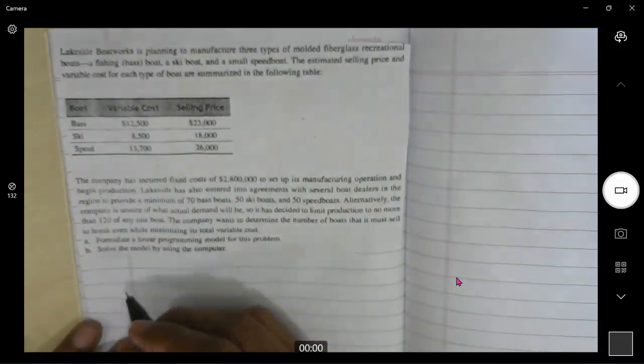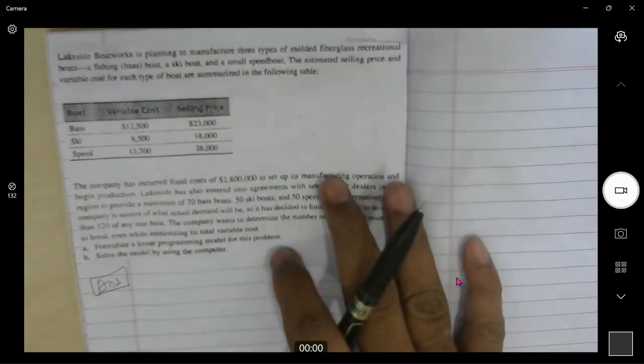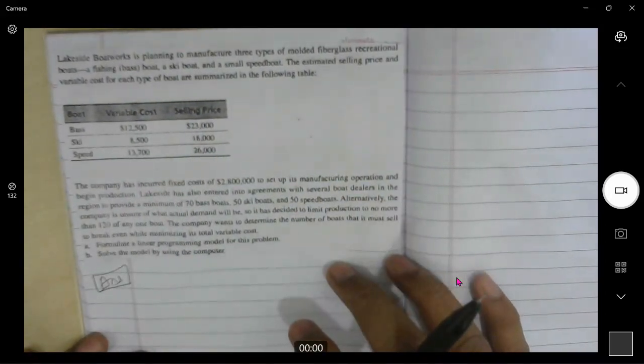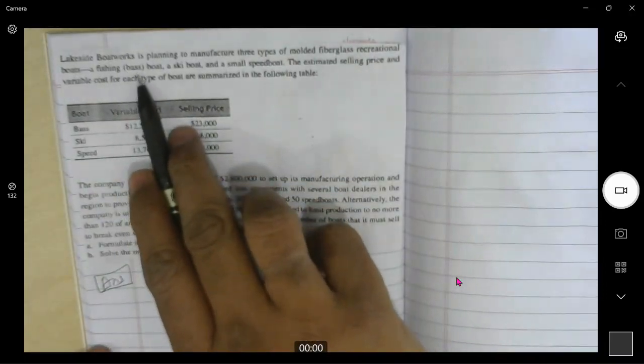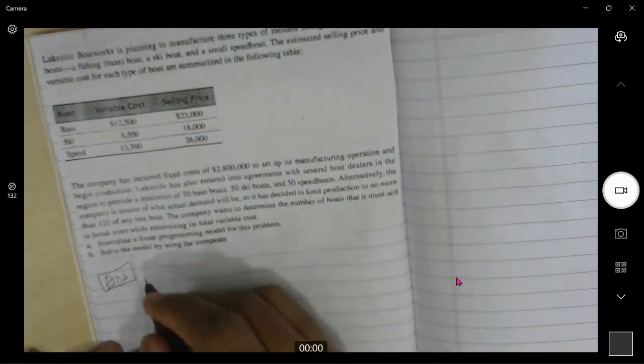Okay, so let's start. I'll write the answer here. So let me choose a different pen. So Lakeside Boatworks is planning to manufacture three types of molded fiberglass recreational boats: fishing or bass boat, ski boat, and a small speed boat. Okay, so there are three products. So what are our products?